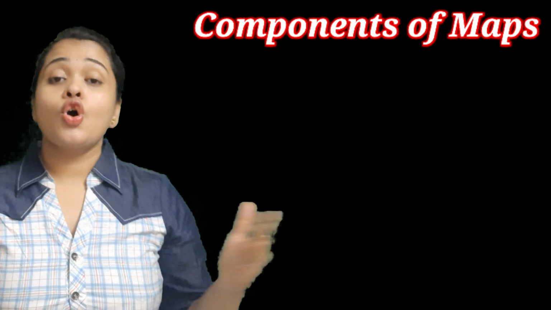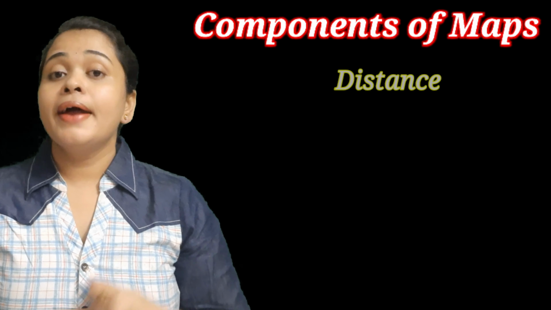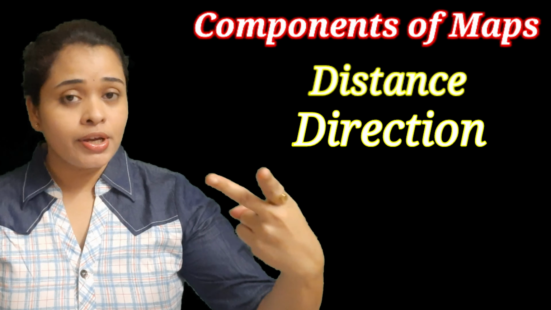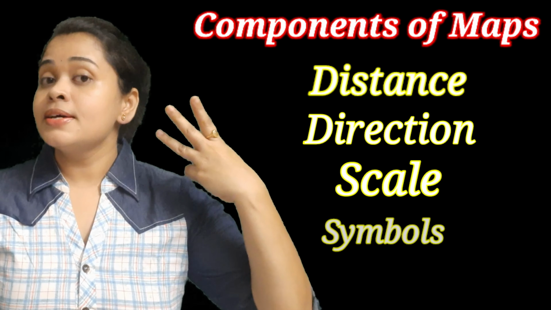Maps are helpful to us to understand the nature of terrain, are essential when roads and dams are constructed to identify places or routes, and to know and understand the geographical conditions of any particular place. The major components of maps are distance, direction, scale, and symbols.